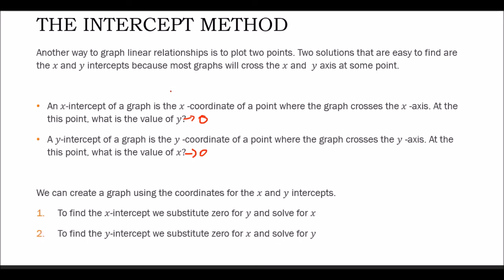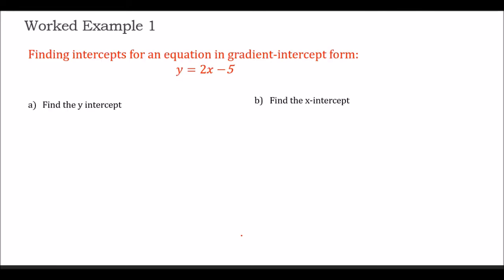So we can create a graph using the coordinates of the x and y-intercepts. To find the x-intercept, we change y to 0. To find the y-intercept, we change x to 0. Hopefully that's not confusing, but it will make more sense in these examples. So find the x and y-intercept of this equation.